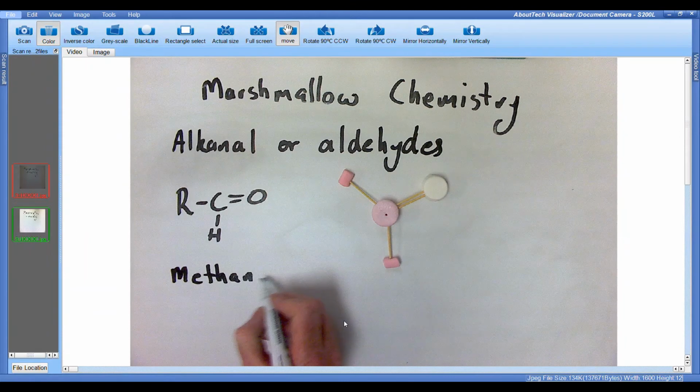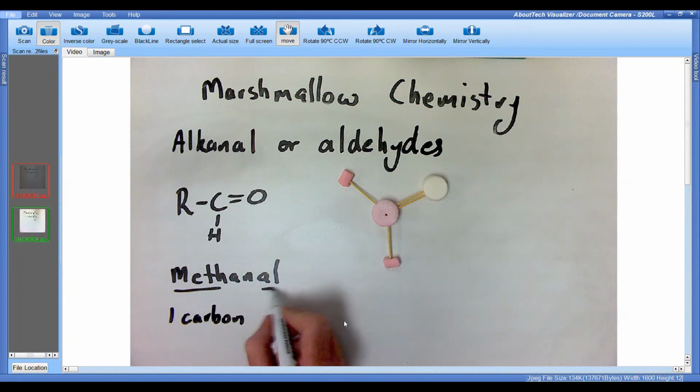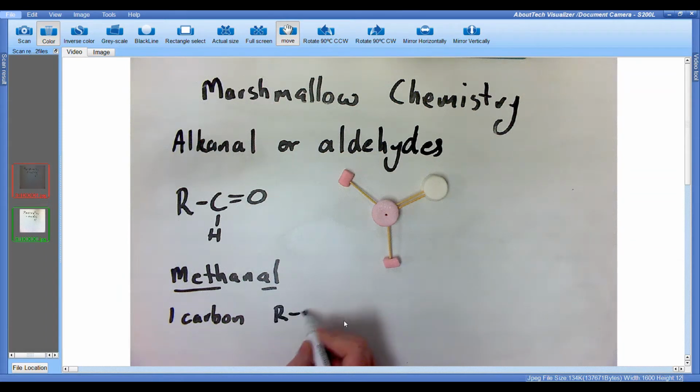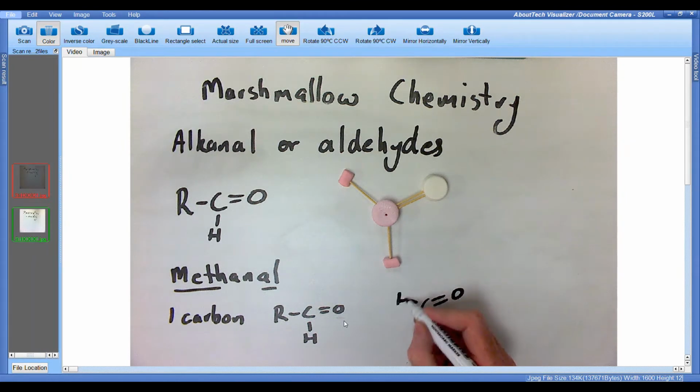The meth representing the fact that there is one carbon. The AN part is representing there are single bonds between carbons. And the AL is representing the fact that we have our aldehyde functional group. So the formula for methanal will be CH2O, as it has one carbon, two hydrogens, and the double bonded oxygen on the end.